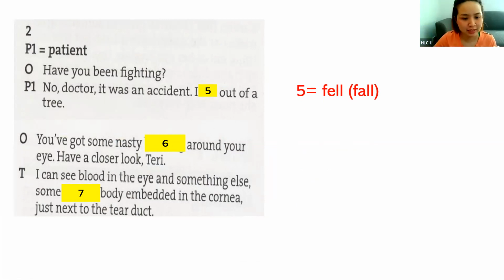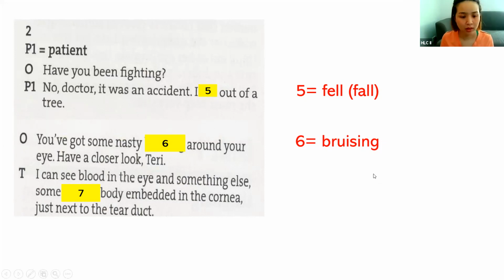ร่วงตกลงมา. Number 6, you've got some nasty bruising around your eye. So when a person falls down from a tree, it is not surprising that they will have some bruising. Bruising means black and blue or รอยฟกช้ำนะคะเป็นรอยแผลรอยฟกช้ำ. So nasty here means bad or terrible.